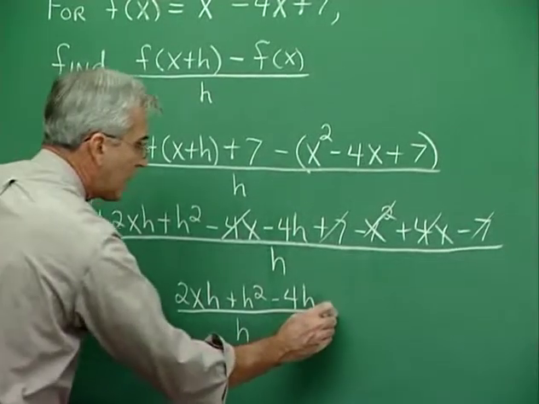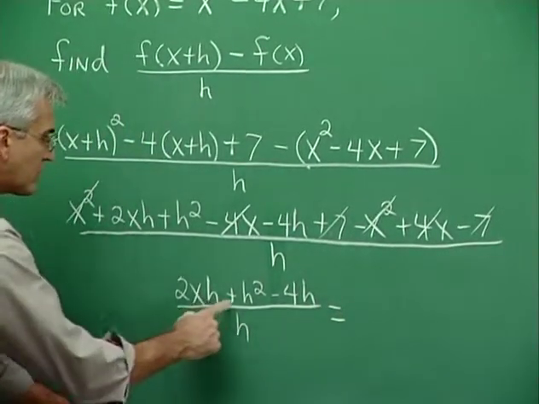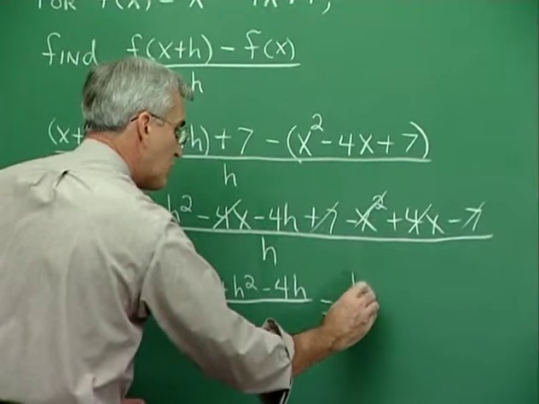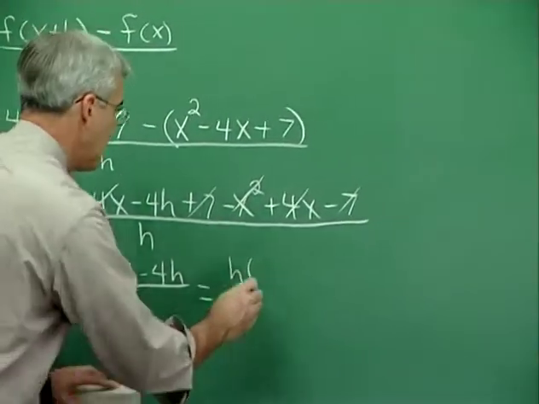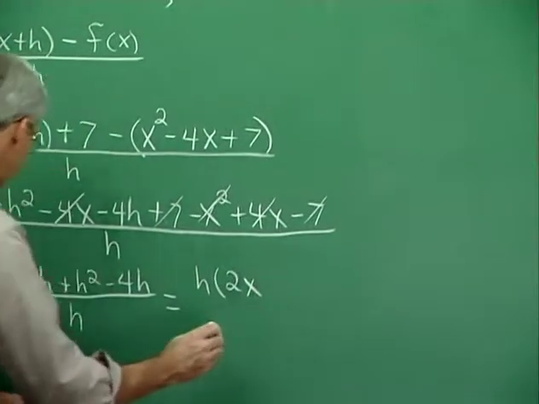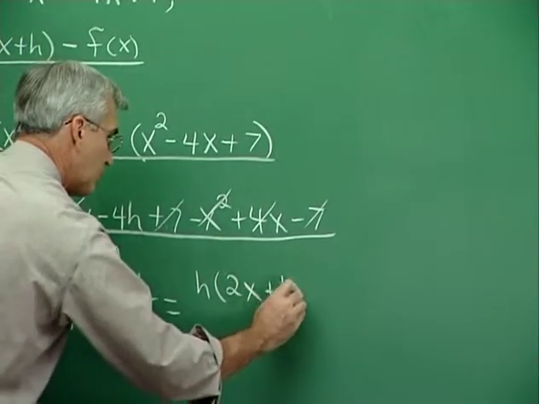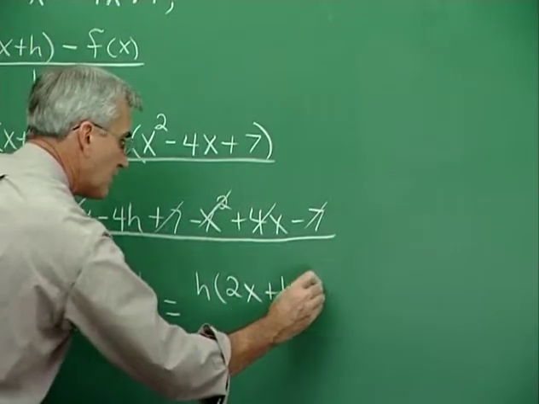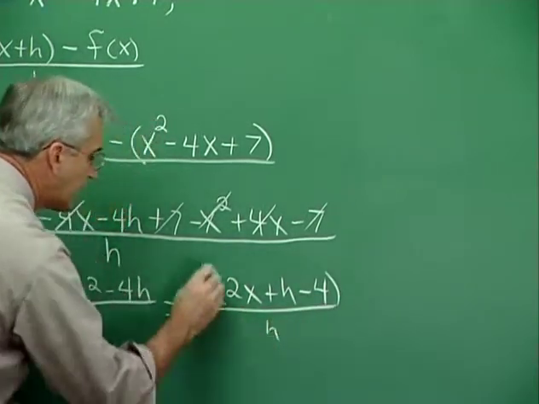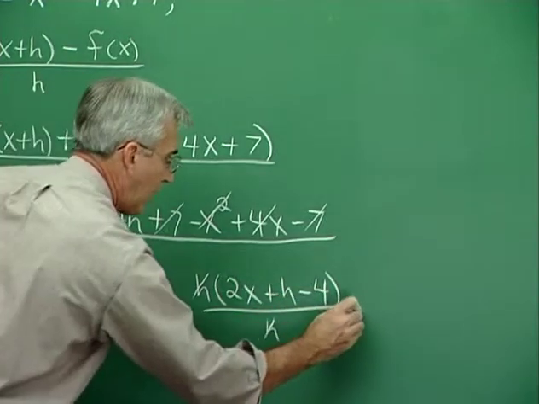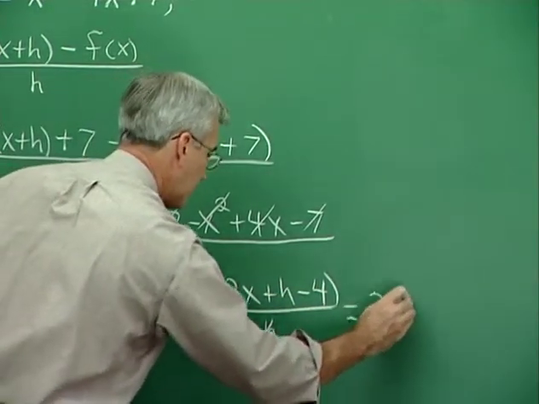Now if I pull out the common factor of h, let's go out to the side. H is here, here, and here. So I have h times 2x, h times 2x plus h minus 4, all over h. These go out, and I have this numerator as the result of all of this.